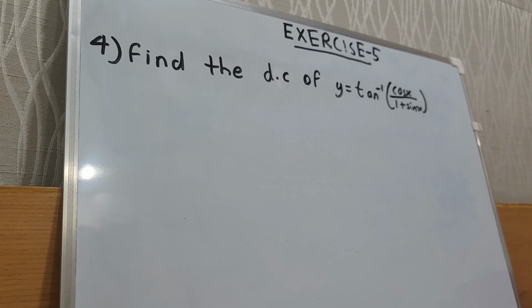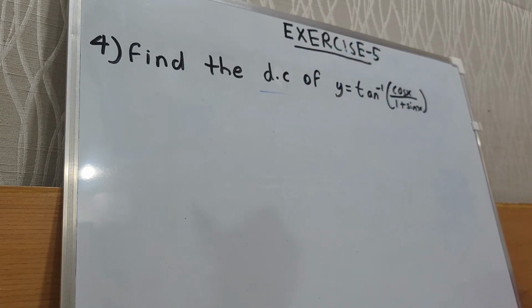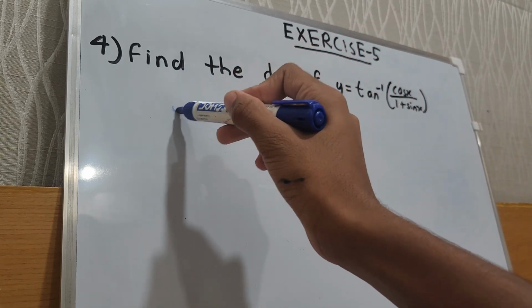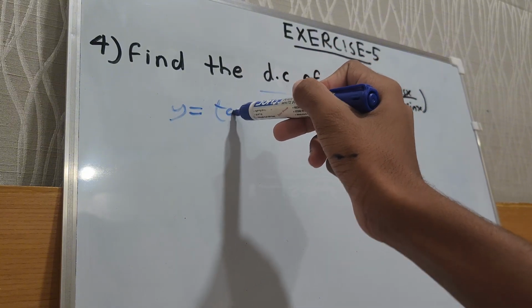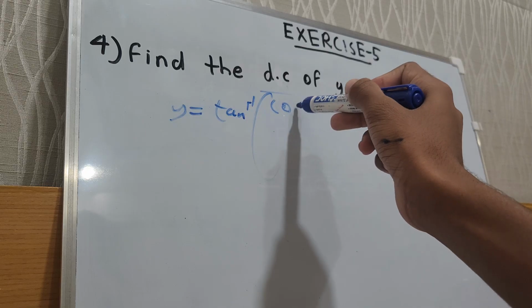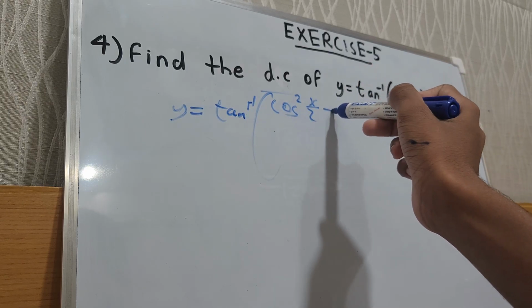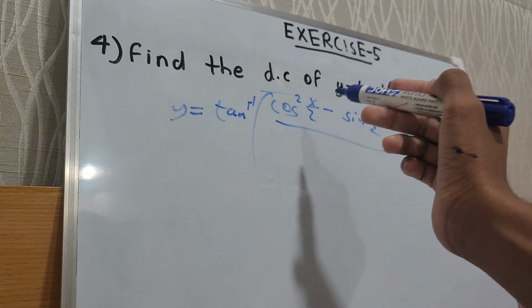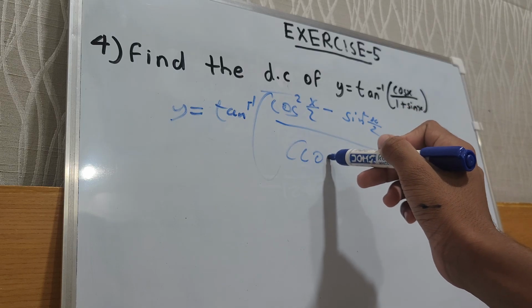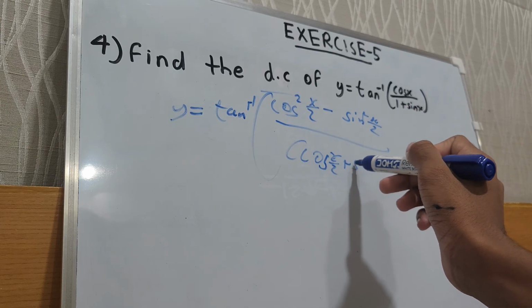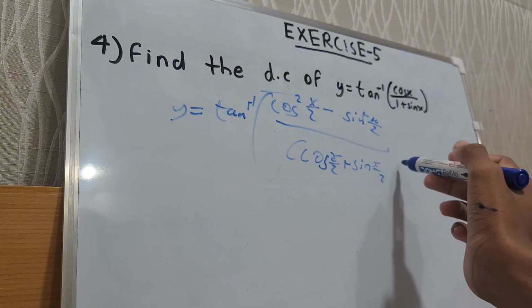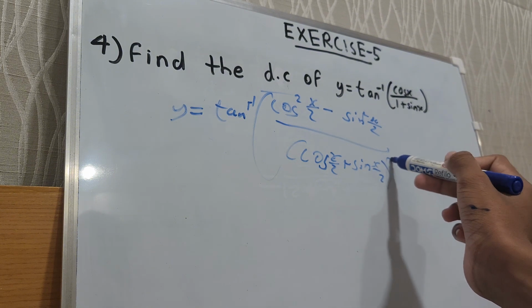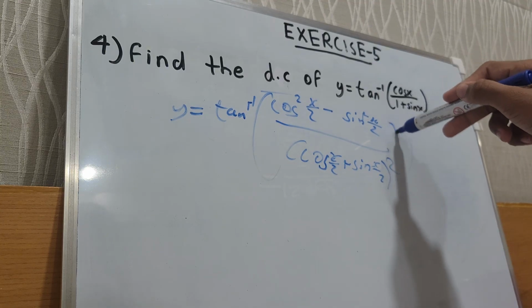Now we're on the last question. Find the differential coefficient of y is equal to tan inverse of cos x by 1 plus sin x. We're going to use the cos x formula: cos square x by 2 minus sin square x by 2, and 1 plus sin x is cos x by 2 plus sin x by 2, whole square.